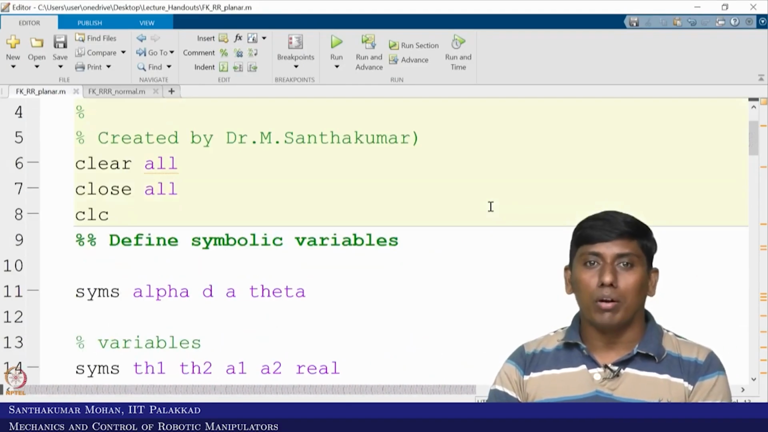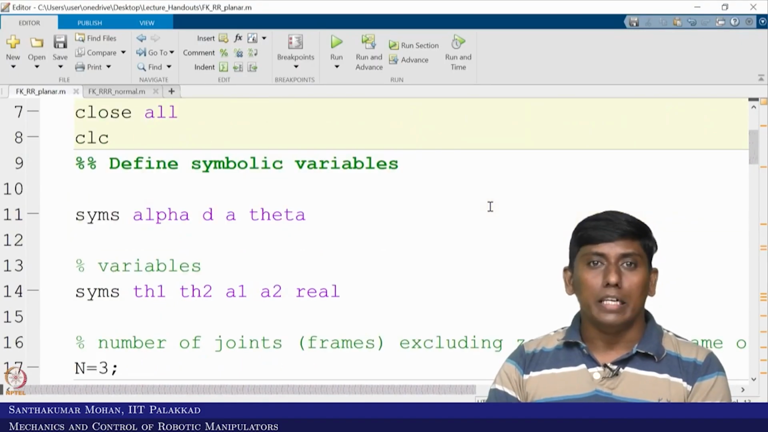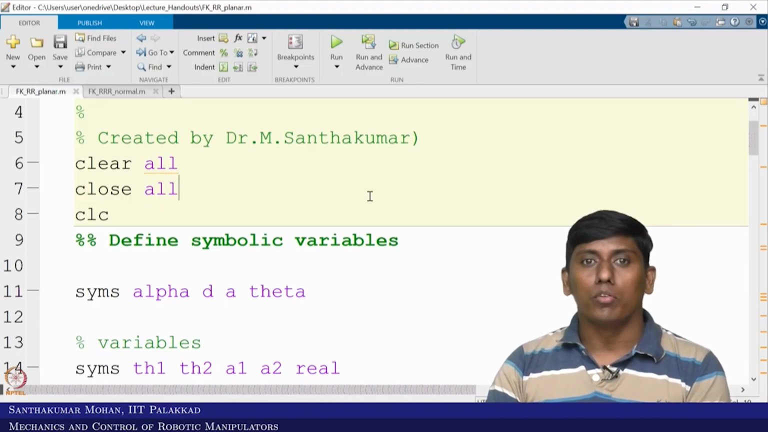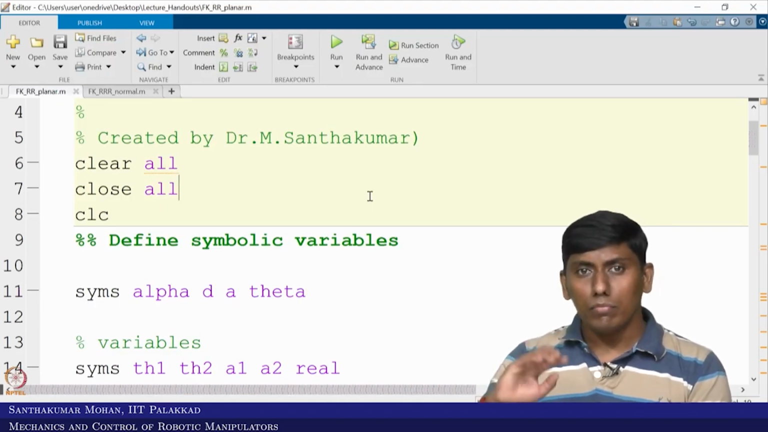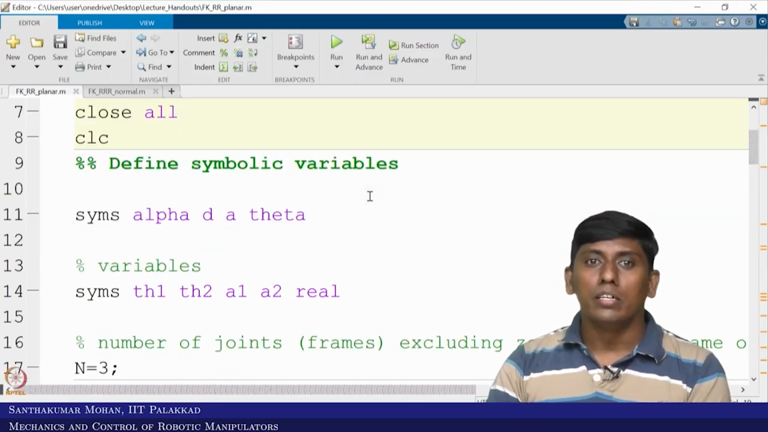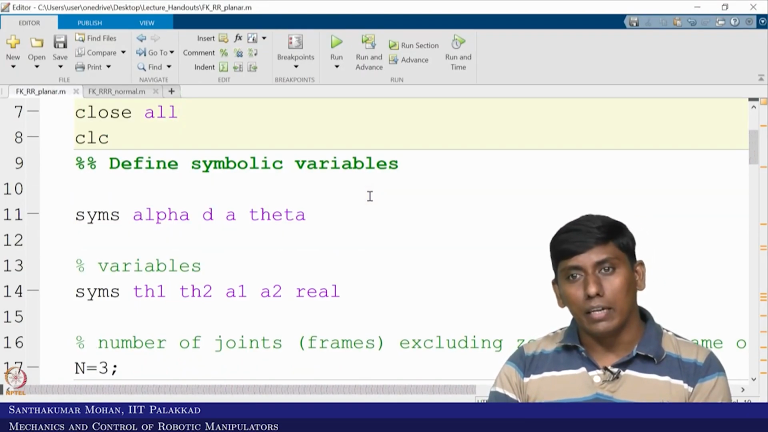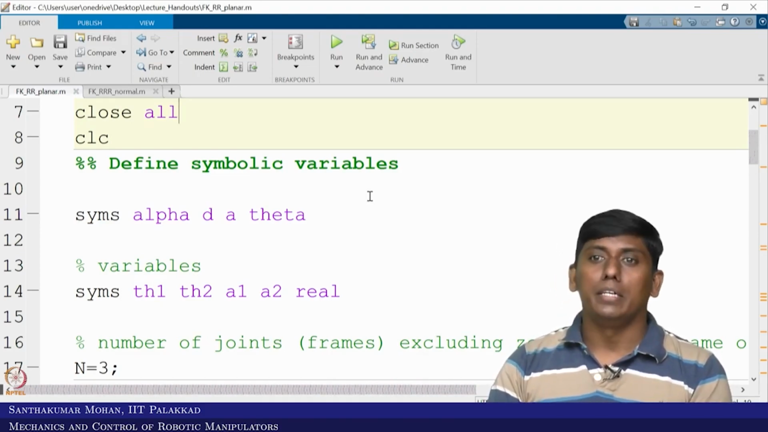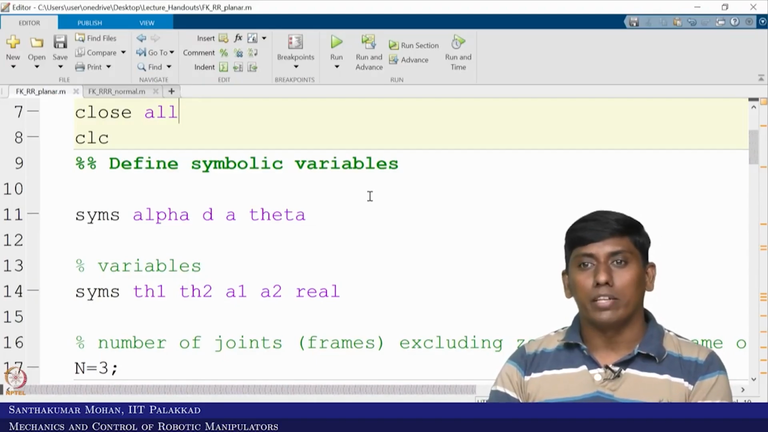Let us go to the code and see what exactly is written. The initial code is very standard: clearing the memory, or clearing the workspace, closing all the open figure windows, and clearing the command history. Then we are creating 4 symbols mainly to denote the kinematic parameters: alpha i minus 1, A i minus 1, d i and theta i. I am writing them without any suffix, in the sense without any frame numbering. We are writing A, alpha, theta and d.